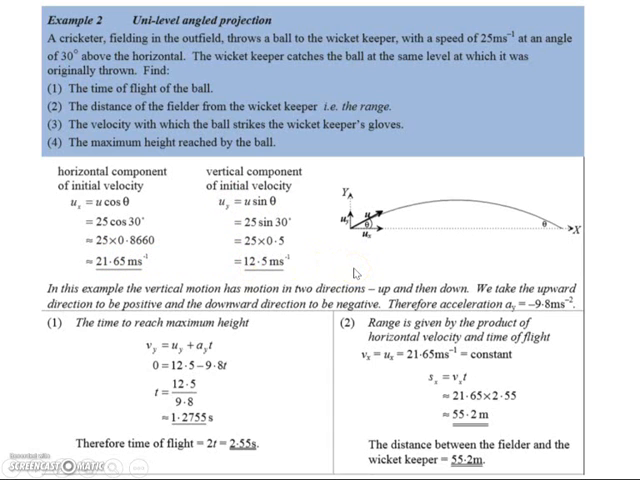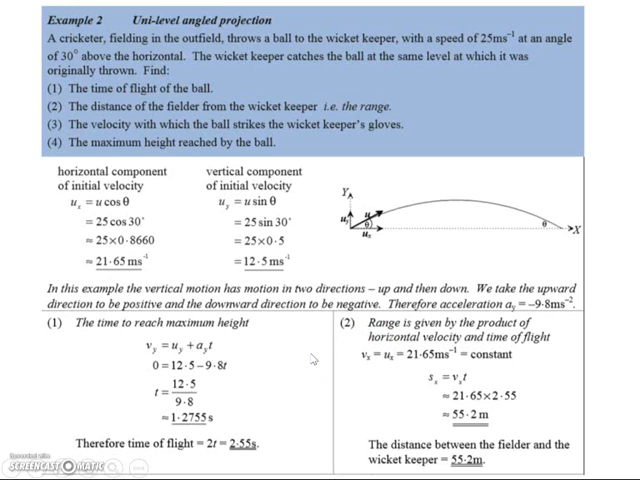So we have to assign our gravity. In this example, vertical motion has two directions, up and down. We take upwards direction to be positive and downwards to be negative. So therefore, acceleration in the y is going to be negative 9.8 meters per second squared. So anything going down is going to be negative.